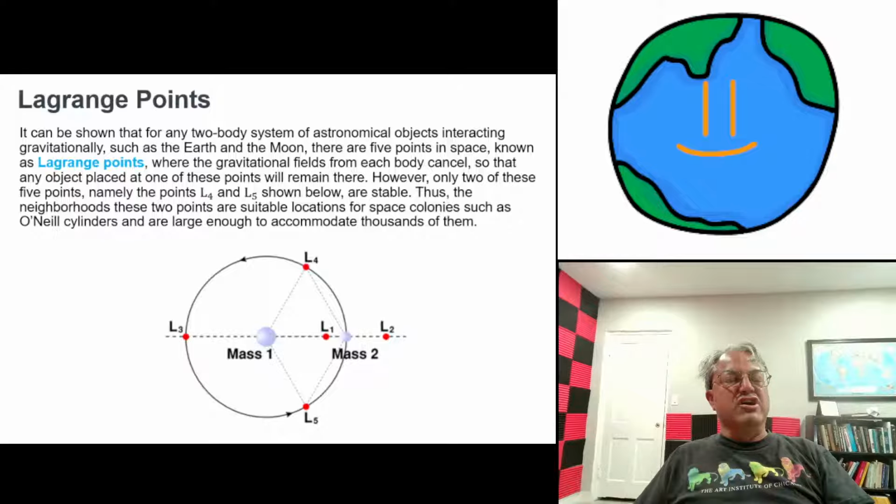Lagrange was a famous 18th century mathematician and scientist. He actually worked out the details of this, and it's true for any two massive bodies, but in particular for the Earth and the Moon. And there's only two of these 5 points that are stable, the ones marked L4 and L5. Each one would be at the third vertex of an equilateral triangle, with the other two vertices being the locations of the Earth and the Moon.